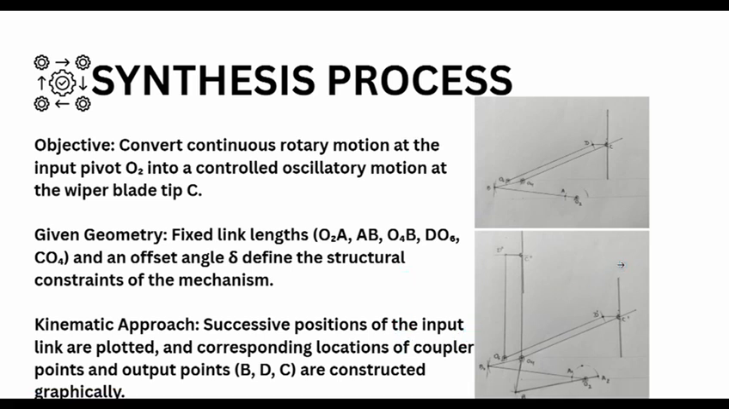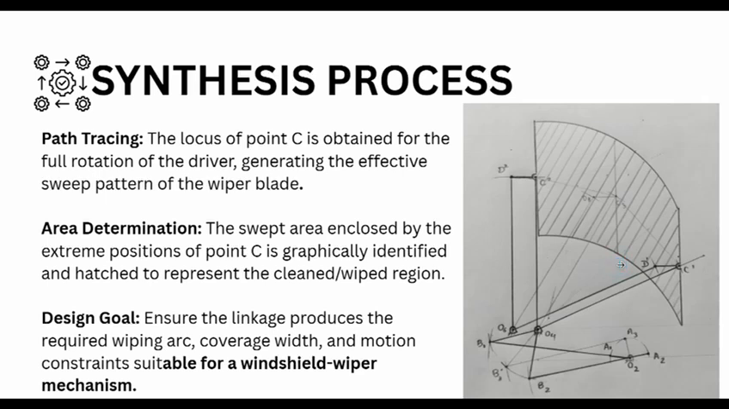Once the linkage was defined, we traced the path of the wiper blade tip as the crank rotated. This allowed us to visually map out the effective wipe region across the windshield. Using these plots, we checked that the swept area met the required coverage, ensuring no quick return effect and a smooth, continuous motion. This synthesis process ensures the linkage is not just theoretically sound but functionally practical, as confirmed by digital simulation. The end result is a simple and efficient 4-bar wiper system that delivers complete arc coverage with minimal complexity, ideal for real-world automotive use.